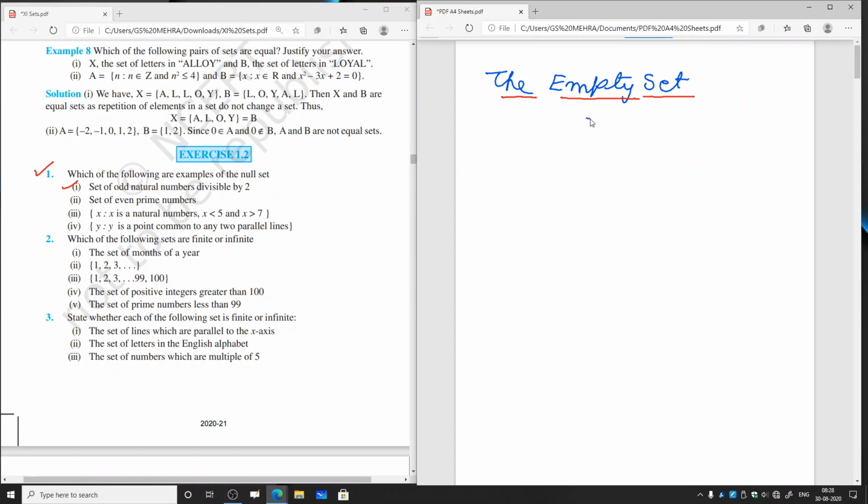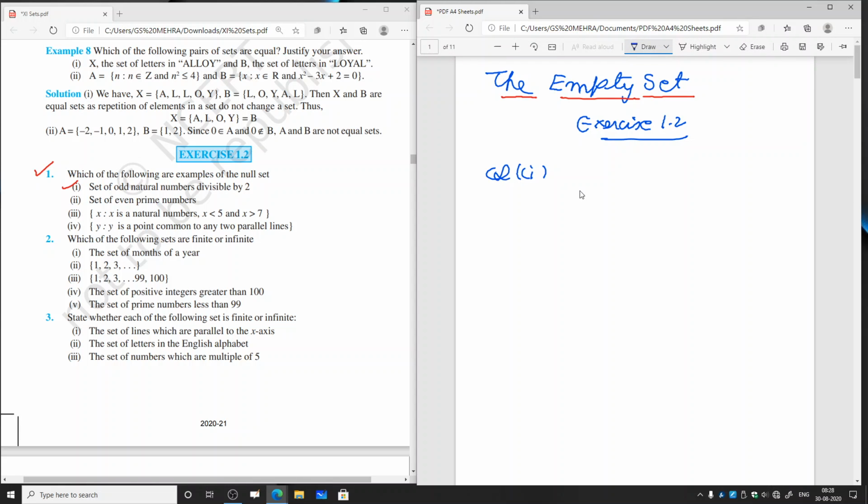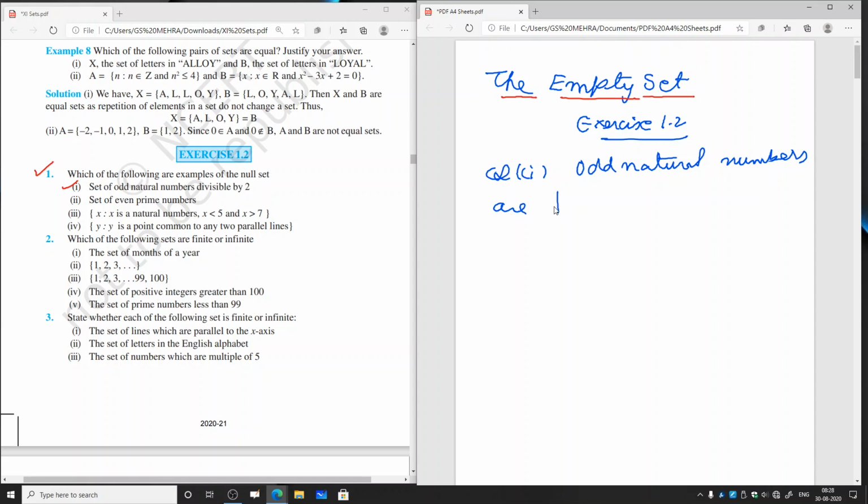Exercise 1.2, question number 1, first part. Now we know what we mean by natural numbers. Odd natural numbers are those numbers which are not divisible by 2.